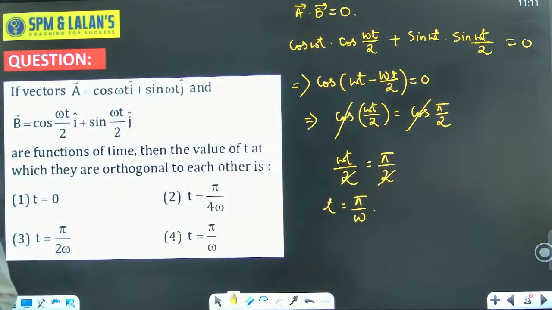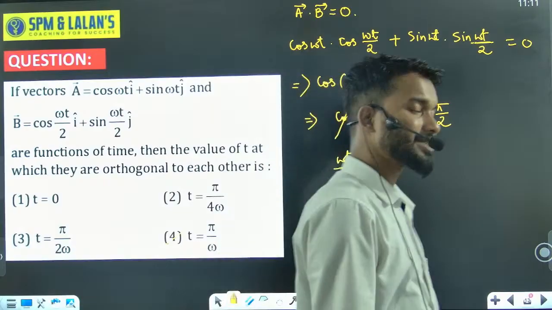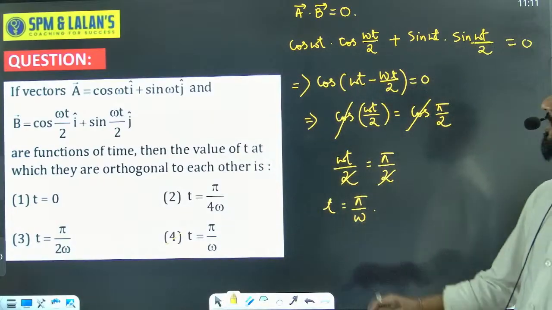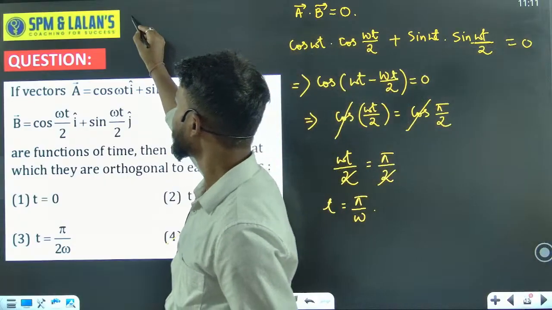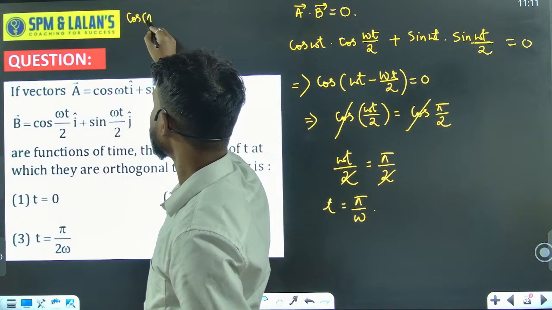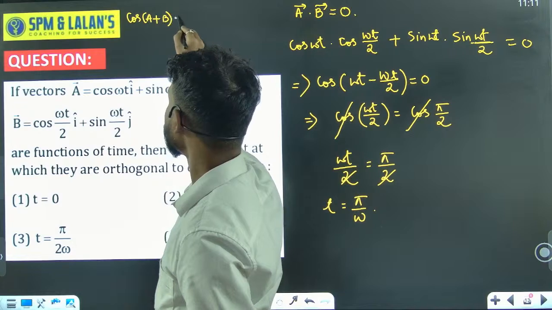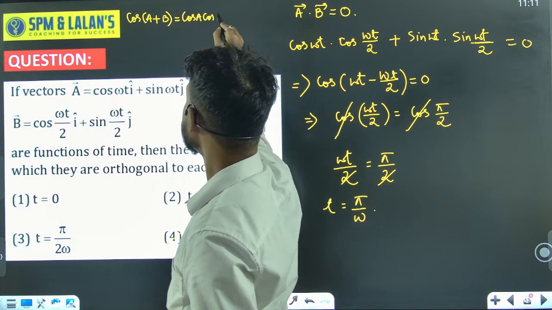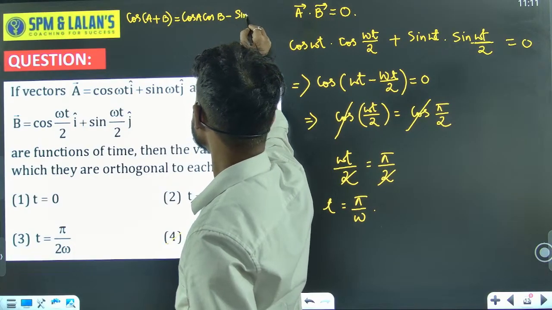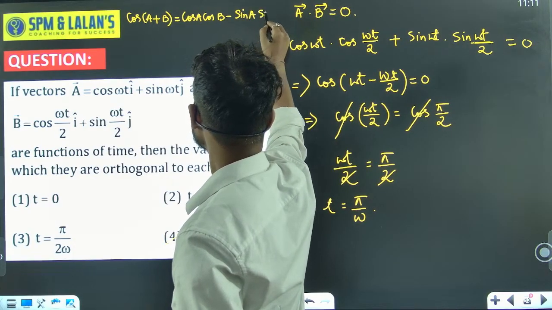Okay. I hope it is clear. In solving this question, why did I write cos of omega t minus omega t by 2? Because we have this formula: cos of a plus b is cos a cos b minus sin a sin b.